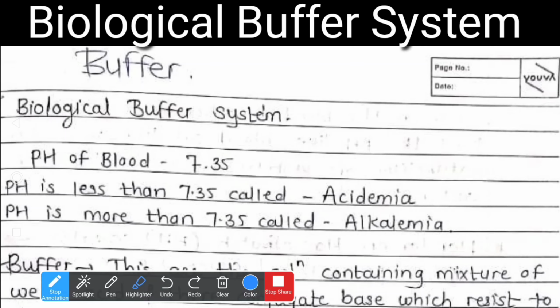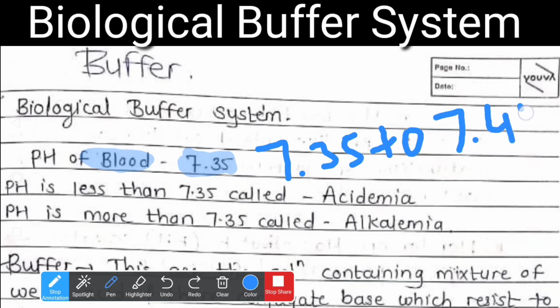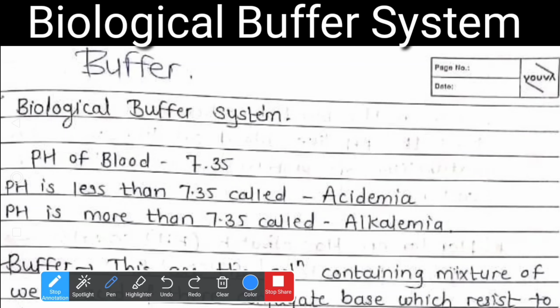So basically, there's a range of the pH of the blood. Here I have written that the pH of the blood is 7.35. But still, if I will be dealing, I have to give you a range, and the range is from 7.35 to 7.45. Ultimately, if you take the mean of that, you will come to 7.4. So almost it is slightly alkaline. The pH of the blood is slightly alkaline.